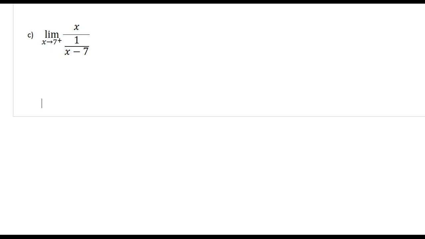So let's take a look at what's going on here. We've got the limit as x approaches 7 from the right of x divided by 1 divided by x minus 7. So there is a kind of an implied nesting here. Okay? So as x approaches 7 from the right, the numerator of this is going to approach 7. Limit as x approaches 7 from the right of x is equal to 7.